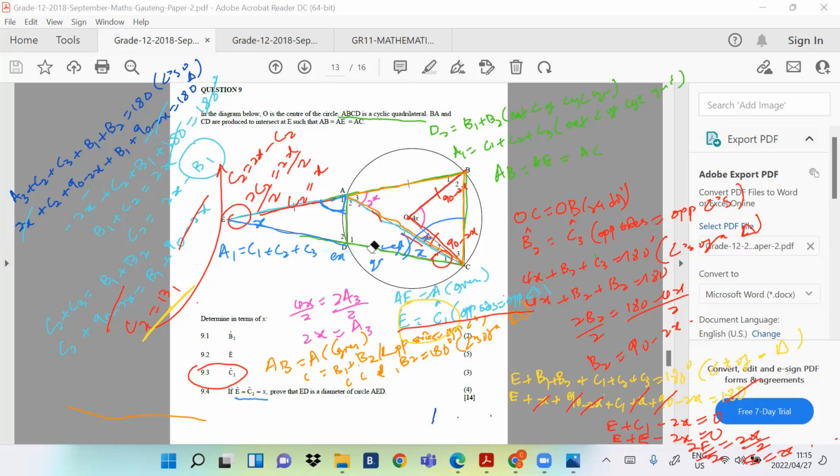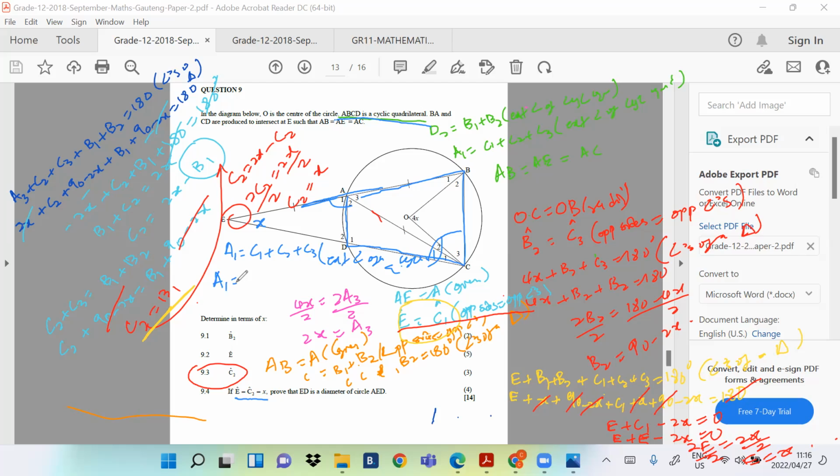Okay, so I'm just going to clear everything here so you can see. They said to us that ABCD is a cyclic quad, right? This is a cyclic quad. But can you see this line extended gives us an exterior angle, right? Oh, yes. That exterior angle is equal to the interior opposite angle. So A1 is C1, C2, C3. Exterior angle of a cyclic quad.